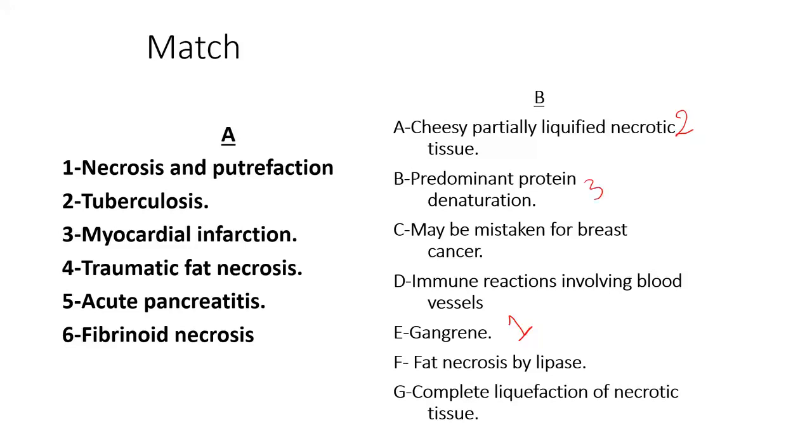Very good. Traumatic fat necrosis. This is maybe mistaken for breast cancer in breast because it forms a hard mass in the breast. Acute pancreatitis. Okay, this is enzymatic fat necrosis by lipase. Very good. Fibrinoid necrosis is an immune reaction involving blood vessels. Very good.